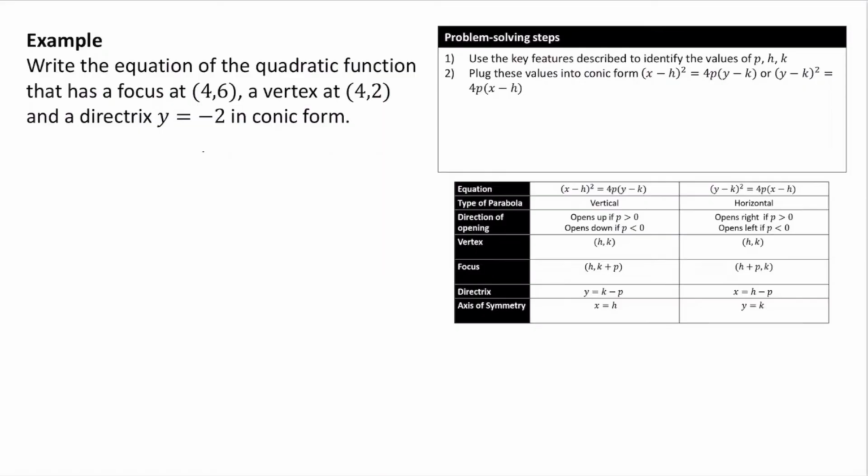Okay, so I'm going to do a little mini sketch to visualize this. So let's think about this. If we have this as our x and y axes, (4, 6) is going to be the focus, and then our vertex will be a little bit below that at (4, 2). And then the directrix is y equals -2. So you can already see from my sketch that this is going to be a vertical parabola. It's going to open like this because remember, the focus is inside the parabola.